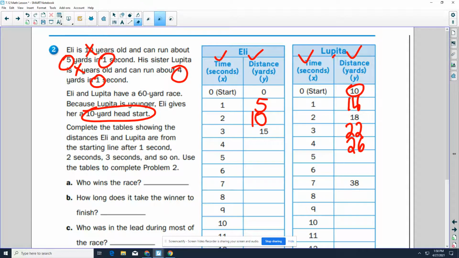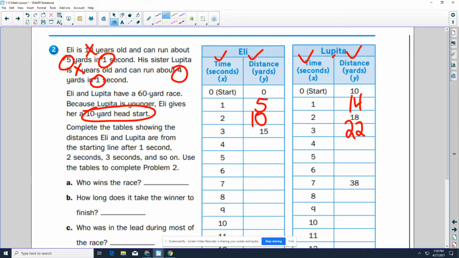And let's look at that again. Okay, so she starts at 0. So she gets a 10. She's got 10 yards already ahead of her, and then she runs 4 yards per second. So then I would add the 14, and then I go to 18, and then I go to 22.